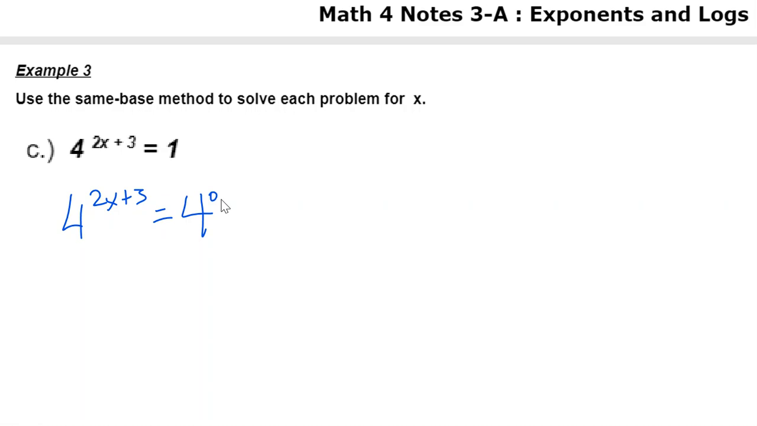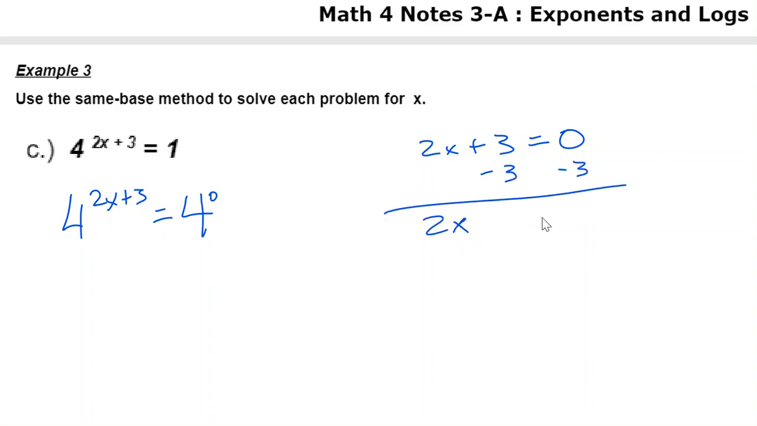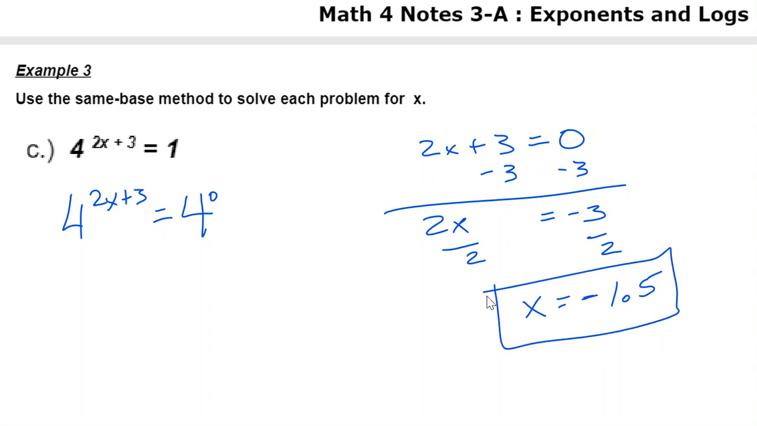And 4 to the 0, which is 1, means that 2x plus 3 equals 0, which means that I'm going to subtract the 3 and divide by 2, and x equals negative 1.5, or -3/2, however you want to leave your answer. I usually don't have a preference unless the directions are specific there.